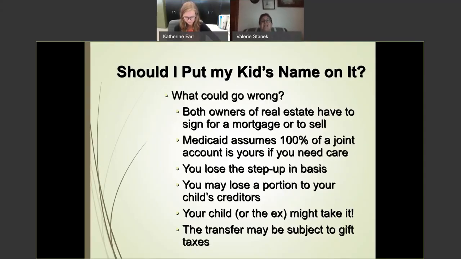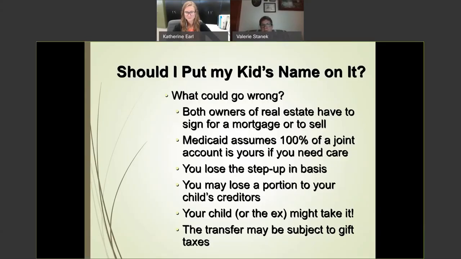Sorry about that. So let's talk about putting children's name on an asset. Let's talk about what could go wrong with that. If it's real estate, for example, and you want to mortgage the real estate or to sell it, you need your heirs, whether it's your child or someone else, permission to do that. They need to actually sign off, because once you've given them legal ownership in joint name with you, they now have to approve if you decide to mortgage or sell it.